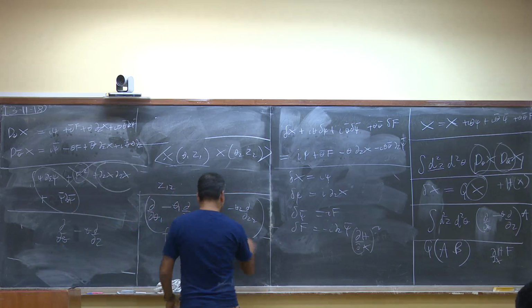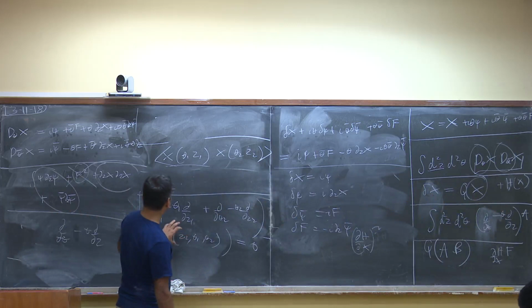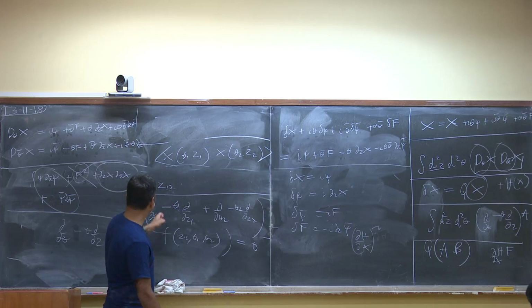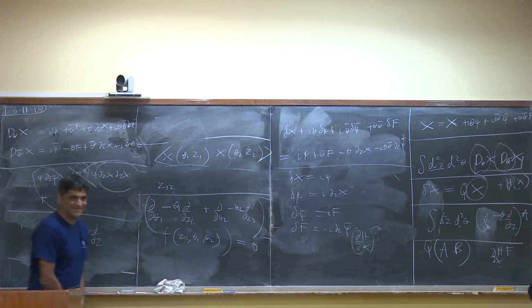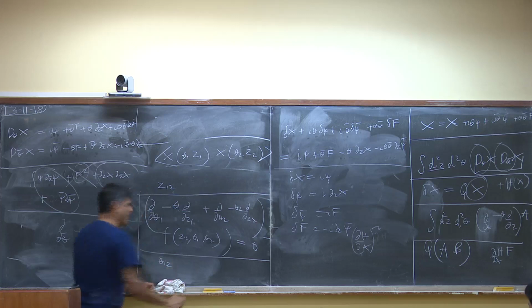Okay. Now, one solution of this is, suppose f is independent of z1,2 and depends only on theta 1 minus theta 2. Clearly that will do it, because then this is effectively just del by del theta 1 plus del by del theta 2. Okay? So anything that is a function just of theta 1,2 is a solution of this equation.